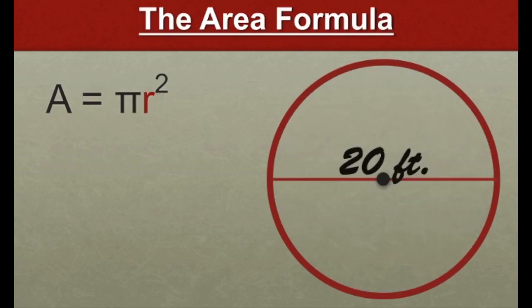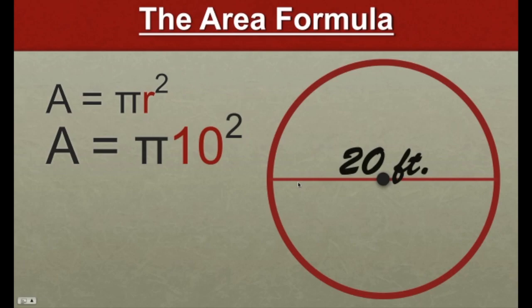Now, let's start with the area formula. The area formula is A equals pi r squared. R stands for the radius. In this example, we have a diameter of 20. It's important that you know that. We don't have a radius, we have a diameter of 20. Since the diameter is 20, the radius is half of the diameter, which gives us a radius of 10. So when we plug in 10, we have area equals pi times 10 squared. Now we have to square 10. 10 squared is 10 times 10, which is 100.